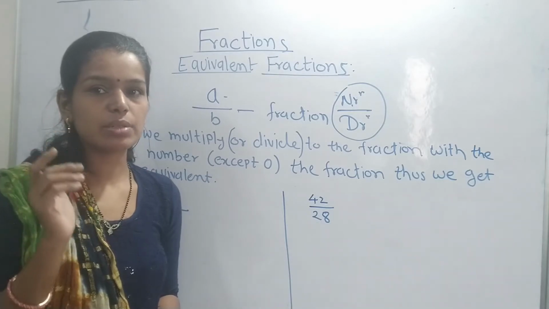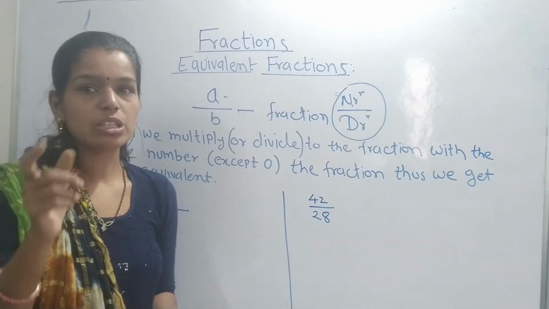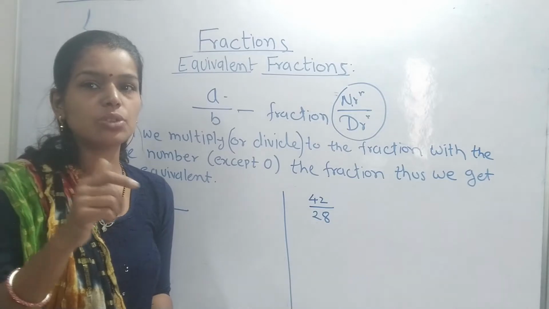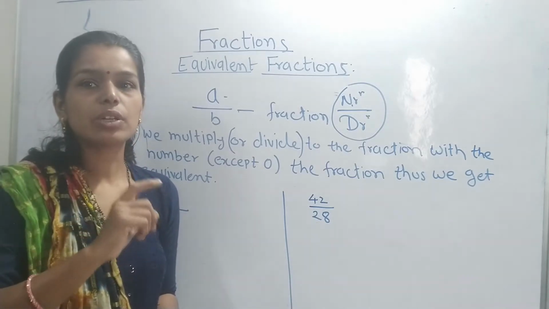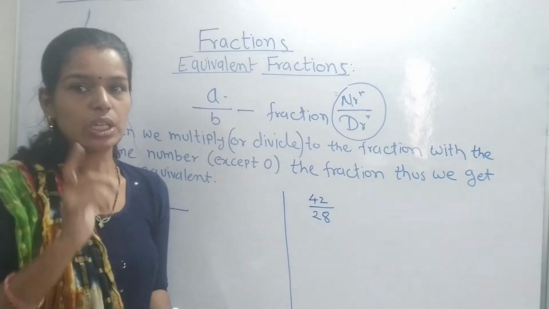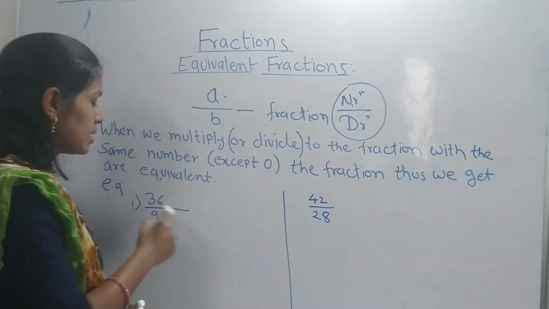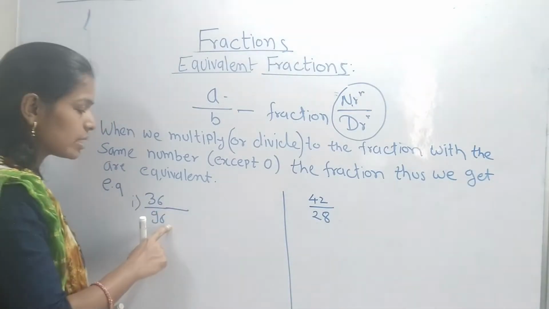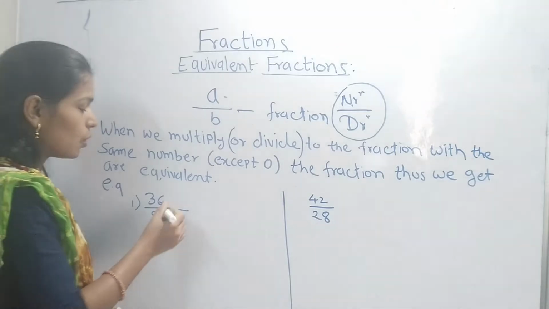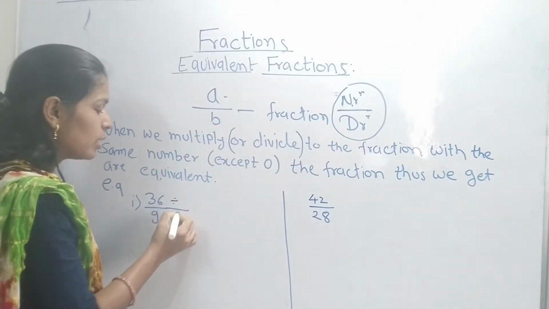We have learned about the divisibility test, and I will put one more lecture on YouTube so that you will understand better what the divisibility test of each number is. Okay, so let's go on. See here, 36 and 96. 6 and 6 are both divisible by 2. So we will divide this by 2.